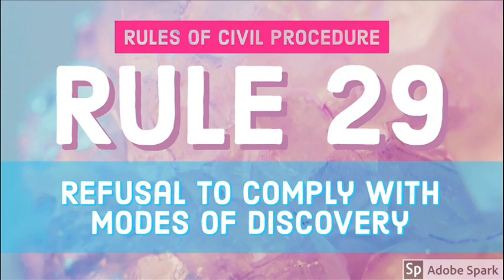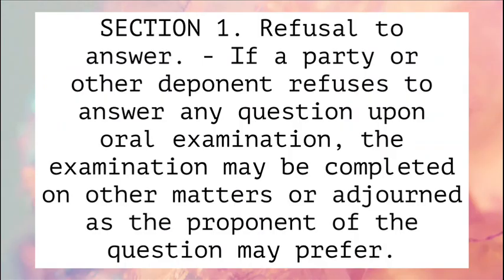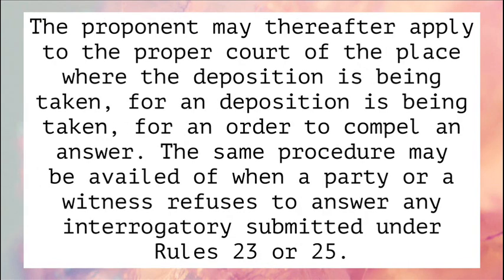Rule 29. Refusal to comply with modes of discovery. Section 1. Refusal to answer. If a party or other deponent refuses to answer any question upon oral examination, the examination may be completed on other matters or adjourned as the proponent of the question may prefer. The proponent may thereafter apply to the proper court of the place where the deposition is being taken, for an order to compel an answer.